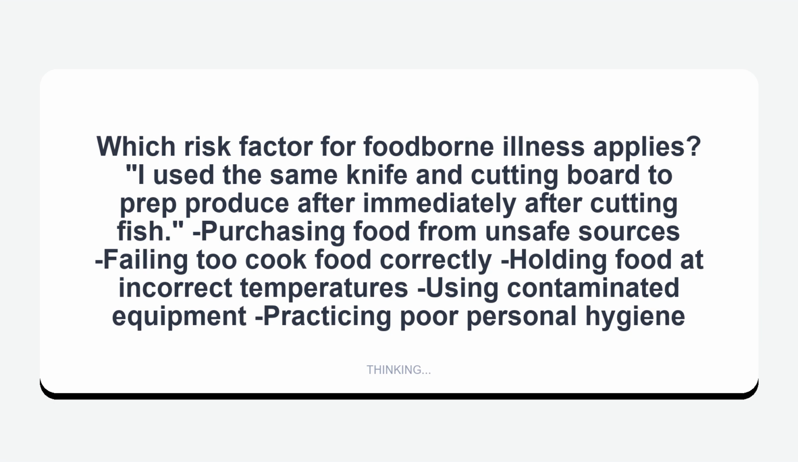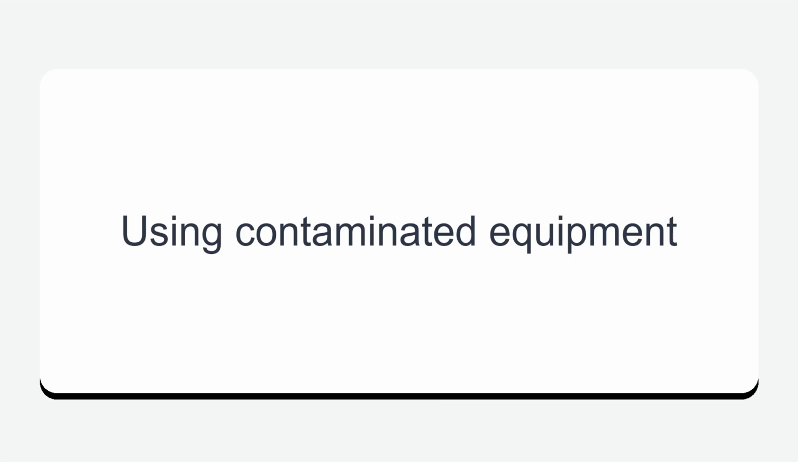Which risk factor for foodborne illness applies? I used the same knife and cutting board to prep produce immediately after cutting fish. Options: purchasing food from unsafe sources, failing to cook food correctly, holding food at incorrect temperatures, using contaminated equipment, practicing poor personal hygiene. Answer: using contaminated equipment.